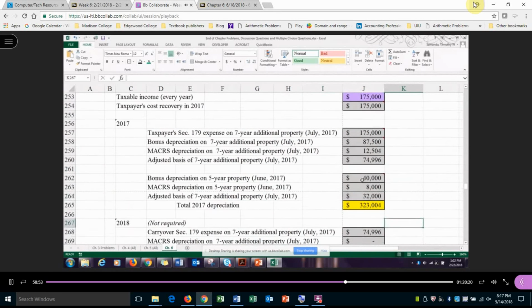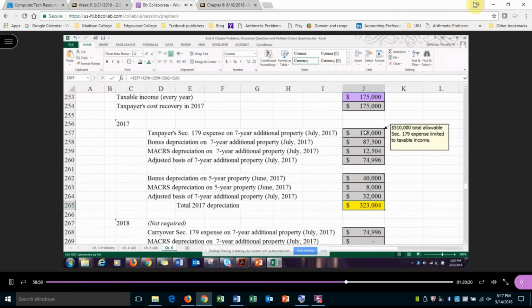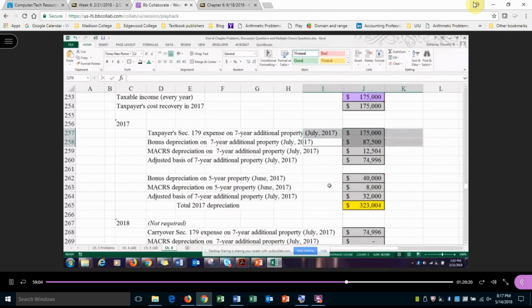So my total depreciation on these two assets will be the sum of this 179 expensing on the 7-year asset, the bonus depreciation on the 7-year asset, and the modified accelerated cost recovery standard depreciation on the 7-year asset. I'll also be able to expense the bonus depreciation on the 5-year asset plus the 5-year asset's MACRS depreciation. So all of these expenses give me a depreciation for 2017 on these two assets of $323,004.